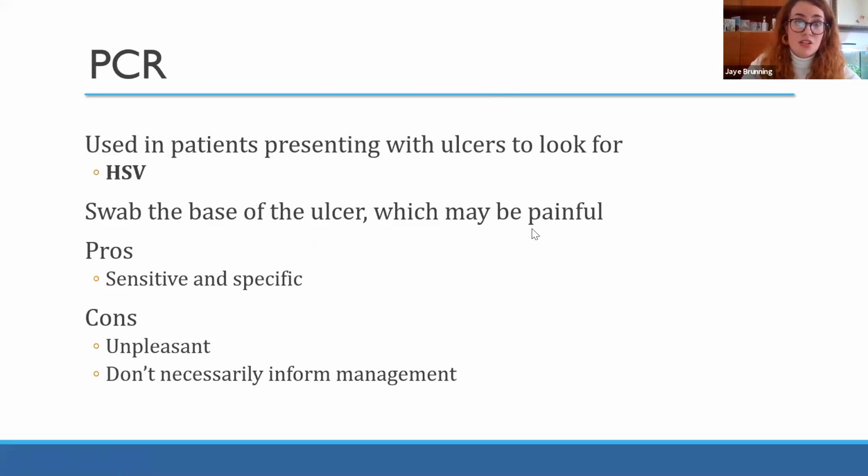These things hurt, so the patients don't particularly like that. Again, it's very sensitive and specific, which is a good thing. And the cons are that it's unpleasant and it doesn't necessarily inform management because the history is quite classical. So if a patient comes in with recurrent genital herpes, recurrent genital ulcers, you don't necessarily have to repeat the test because it is a lifelong infection. They will get flare-ups, but for the first time around, sometimes they like to do the test just to make sure they got the diagnosis right.